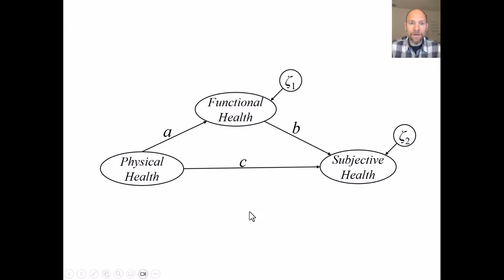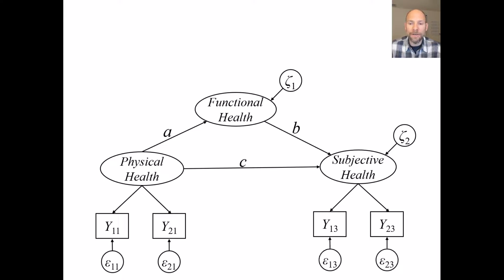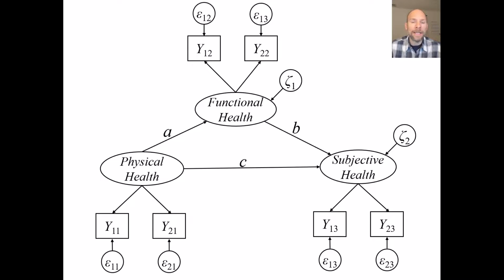And then each of the latent variables is measured by multiple indicators, at least 2. So we have 2 indicators here for physical health, 2 indicators for subjective health, and 2 indicators for functional health, as we did in the confirmatory factor analysis model. And so in this way we can account for measurement error in each of the 3 constructs and estimate the reliabilities of the observed variables, and then estimate the path coefficients at the latent level as well as R-squared values at the latent level, so that we can take measurement error into account.